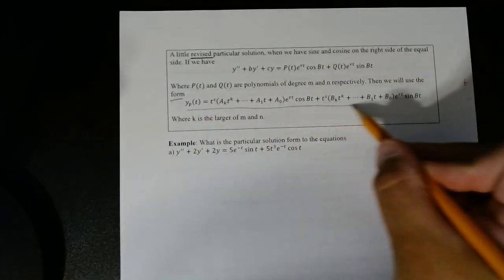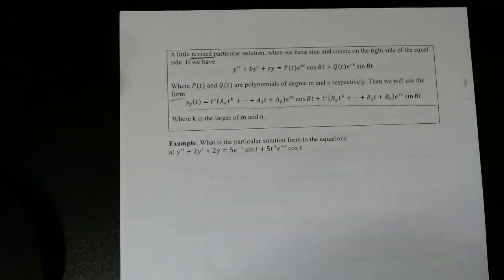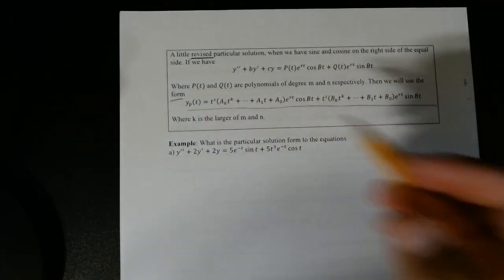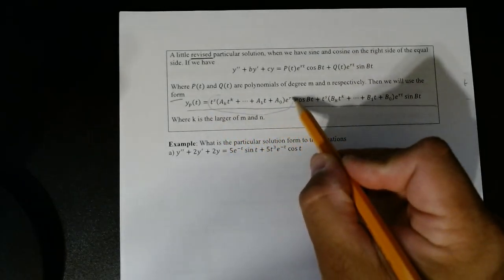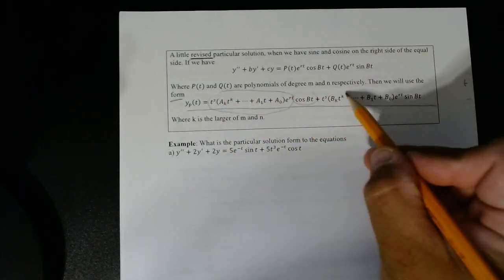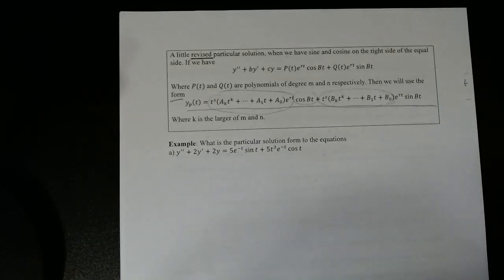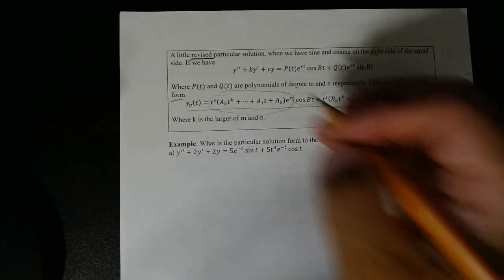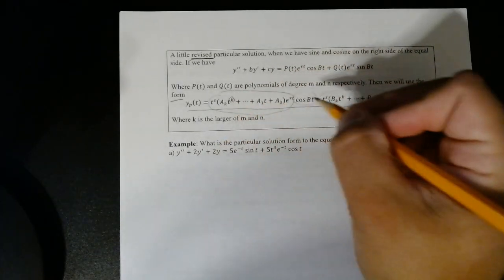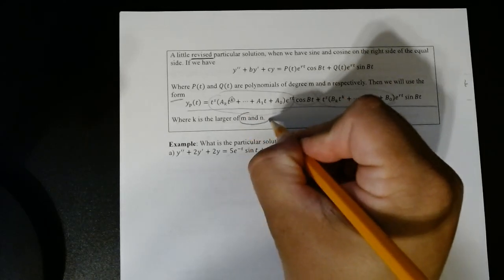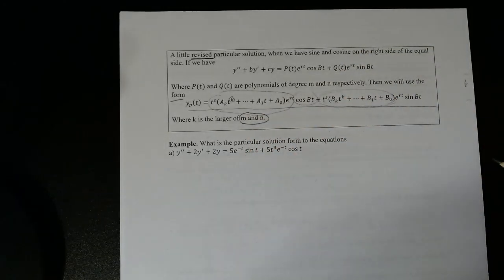And it looks very long to do. But it's just a combination of both the initial parts and the sines and cosines parts. That's why. However, one thing you got to be very careful of is this k value. This k value is the larger of the two powers we started with. Okay.